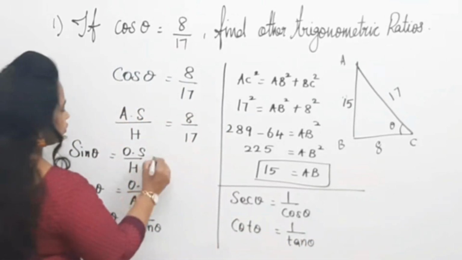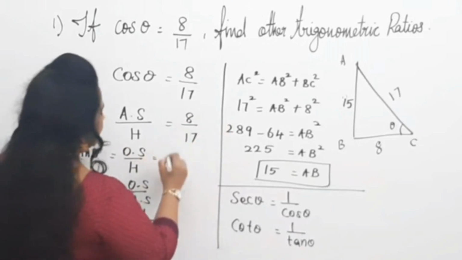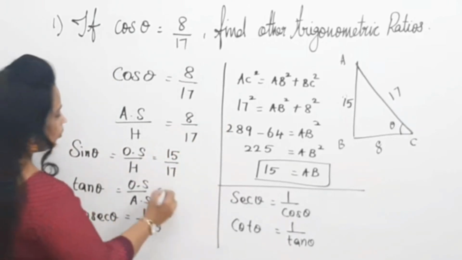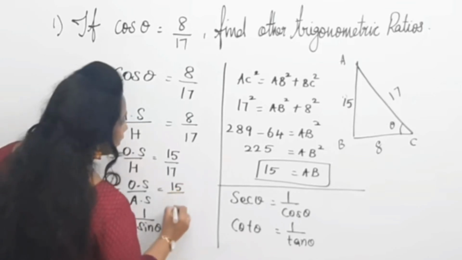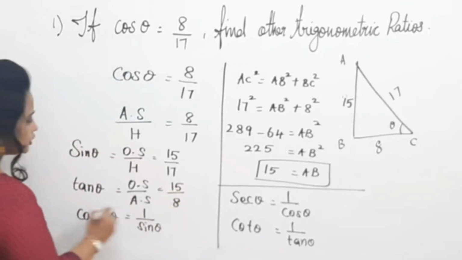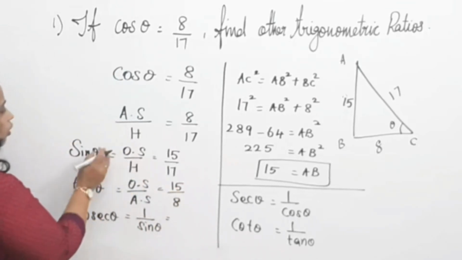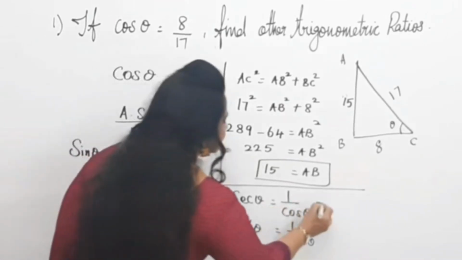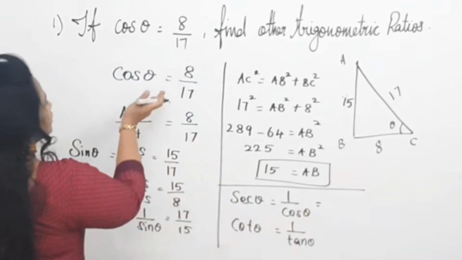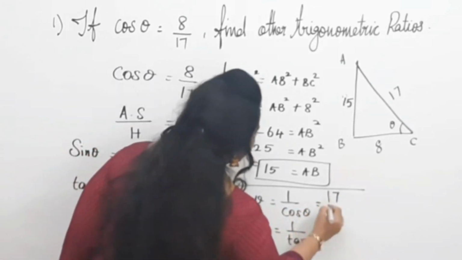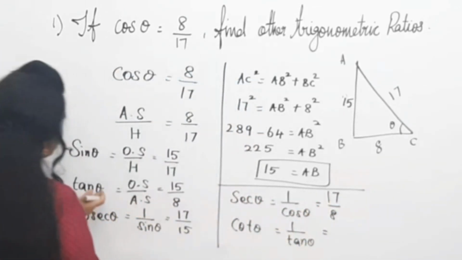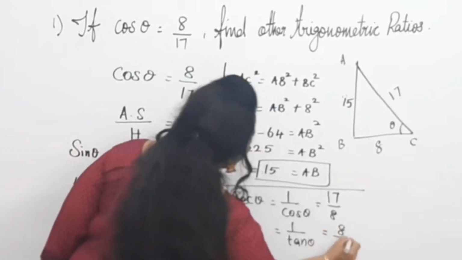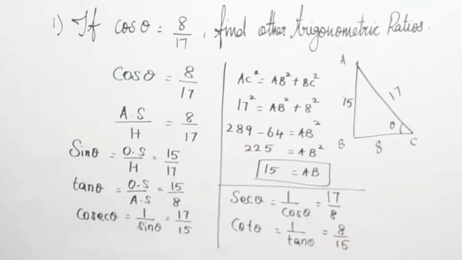Now I'm going to substitute. Sine theta, opposite side is 15 divided by 17. And then tan theta, opposite side 15 divided by 8, and then cosec theta, the reciprocal of sine theta, that is 17 by 15, and sec theta, the reciprocal of cos theta, that is 17 by 8, and then the reciprocal of tan theta is cot theta, 8 by 15. So I got all my answers, as simple as that.